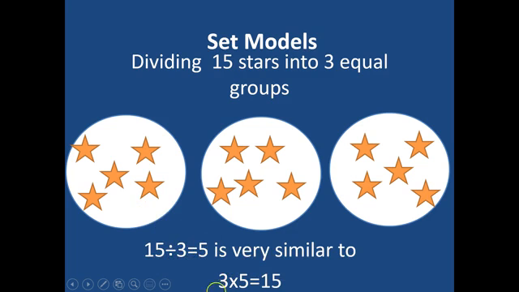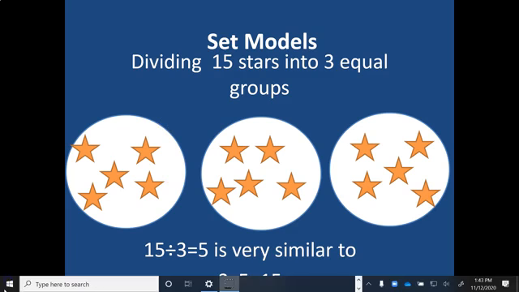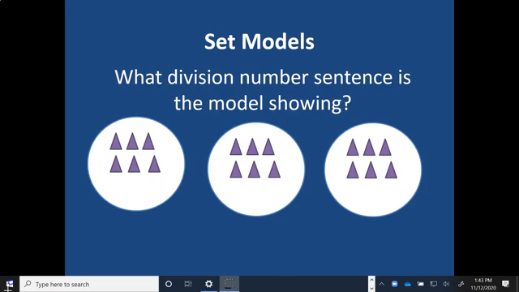And then that's very similar to our multiplication problems of 3 groups with 5 in each group is equal to 15 stars. So as you can see, division and multiplication are very similar. They are not exactly the same, but they're related, kind of like addition and subtraction are related. Touchdown! Let's take a look at another one.